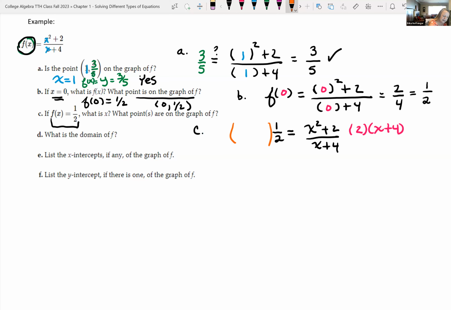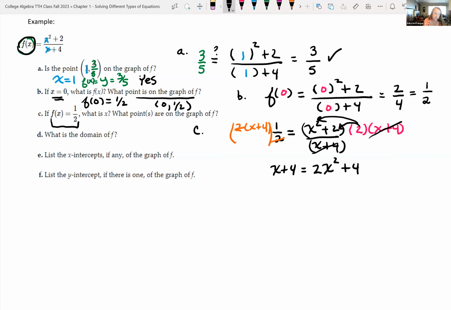Do something to one side, you've got to do it to the other side of the equation. And so notice 2 cancels on the left-hand side, and we're left with just x plus 4, is equal to, the x plus 4's cancel on the other side. So we're left with 2 times this quantity, x squared plus 2. So I'm going to distribute my 2. I have 2x squared plus 4.